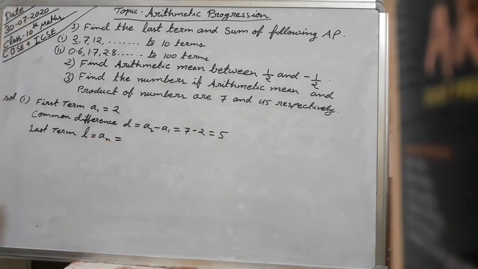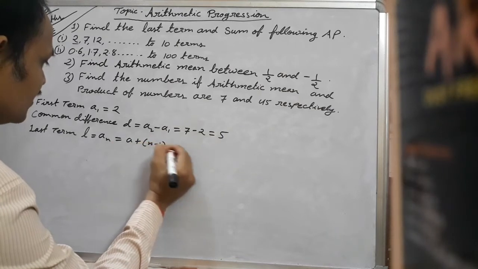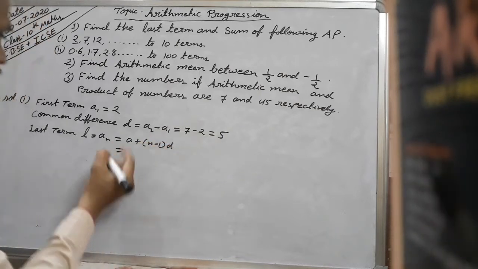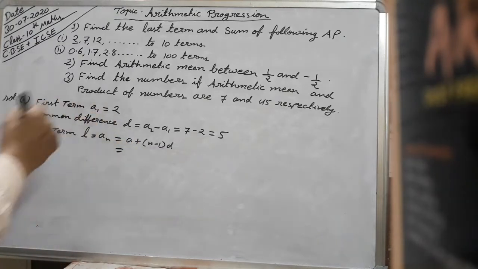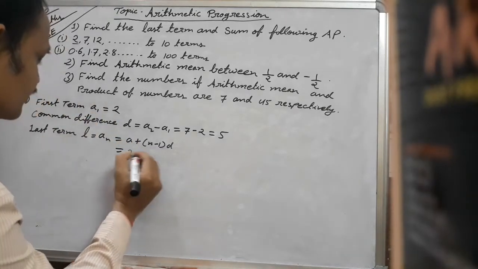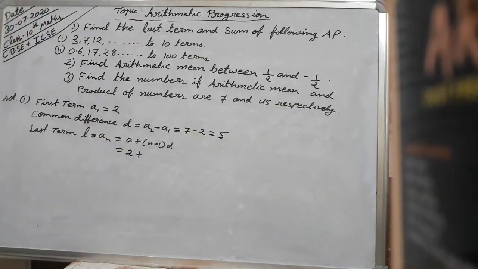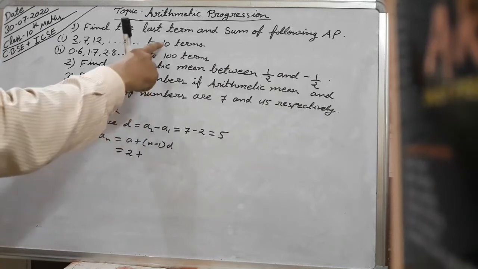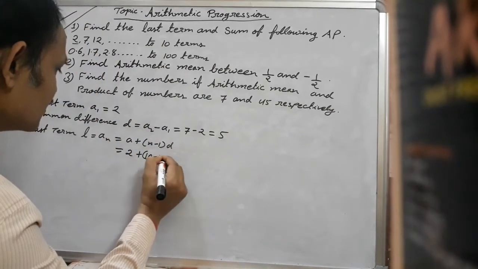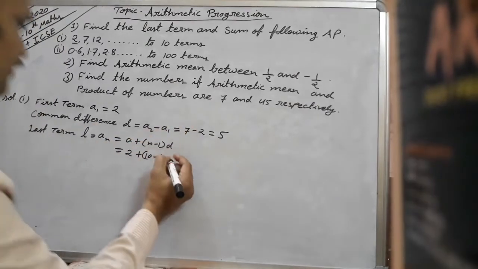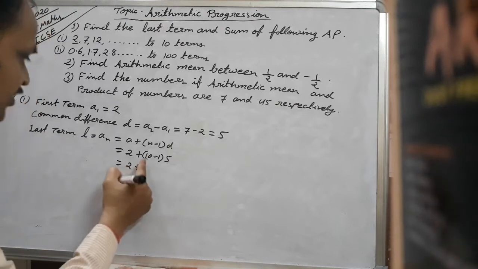What is the formula of nth term? a plus n minus 1 d. What is a? a means first term. What is that? 2, plus n is the number of terms. How many terms are there? 10. Therefore, you have to write 10 minus 1. And what is d here? 5. You will get 2 plus 10 minus 1, 9.